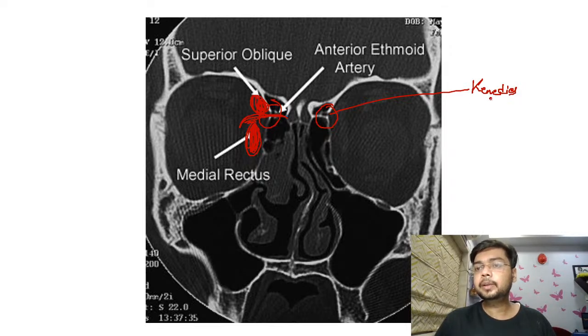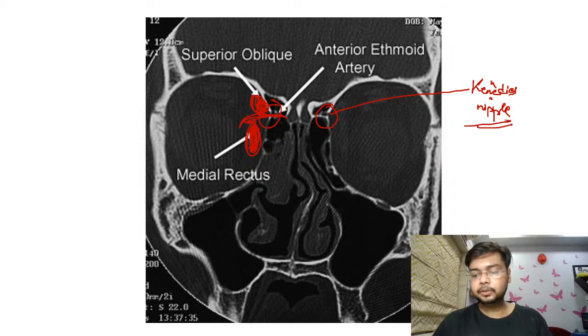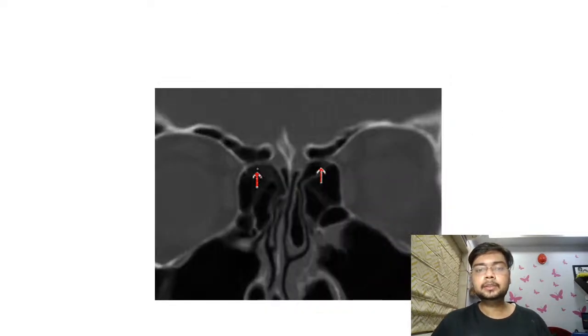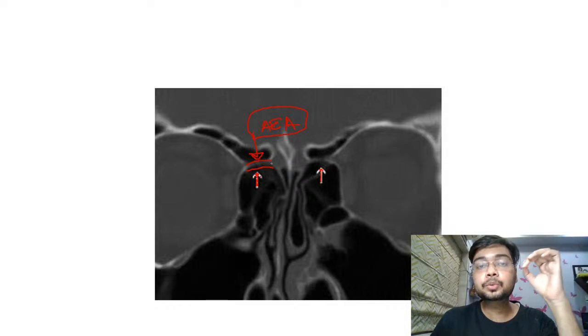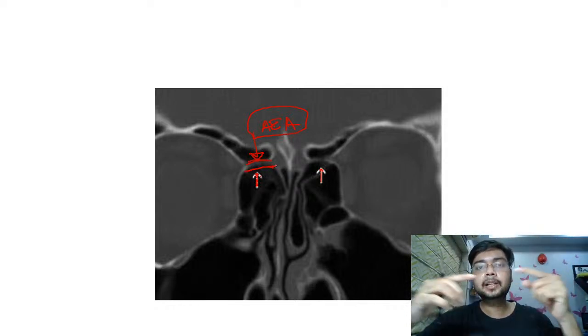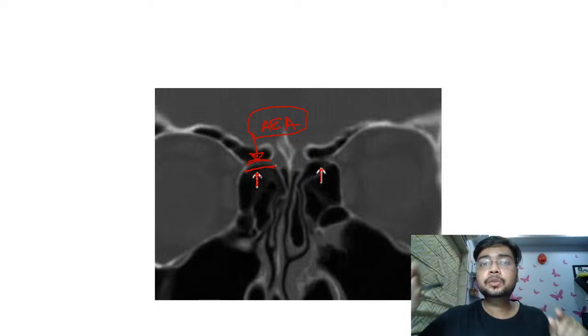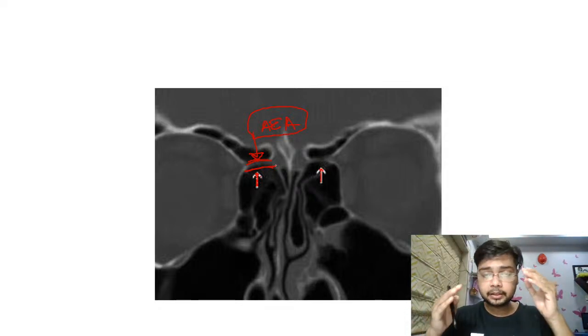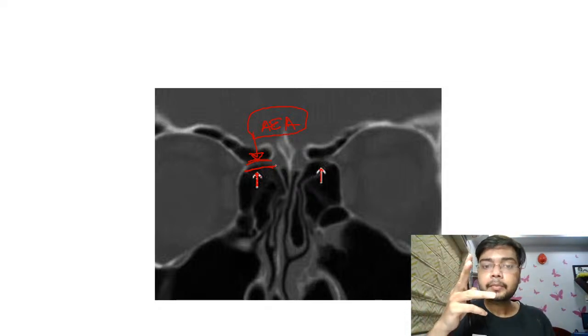Okay, double N, Kennedy's nipple. So you should know, if they ask you in a future exam, that this marked structure is your anterior ethmoidal artery. Many a time during surgery it is covered with bone, but we need to see the CT scan to know whether the bone is present or not. Many a time the artery is lying naked, that means there is no bony covering, and then there are high chances that we might injure the anterior ethmoidal artery.